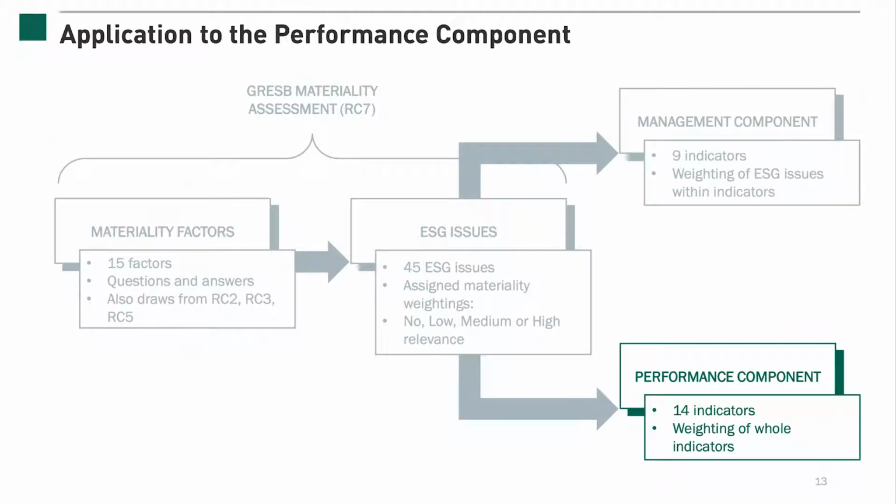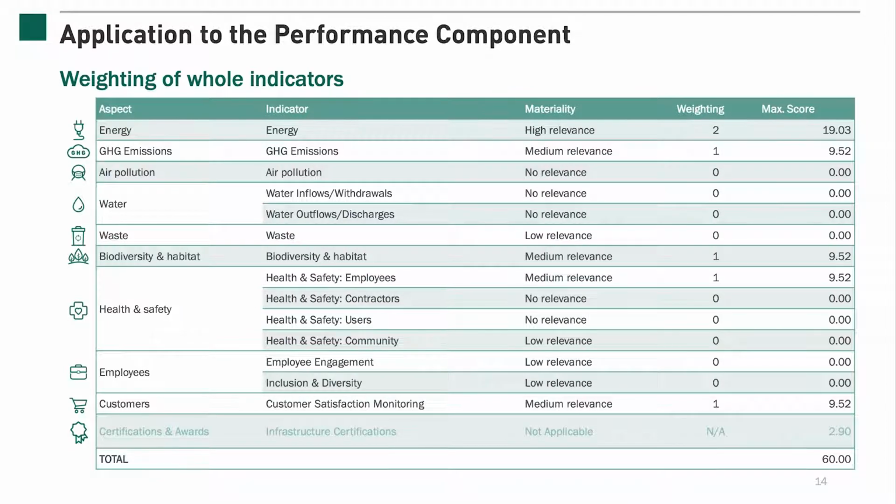Now let's look at the performance component. In this case, the indicators each address one specific ESG issue, so the materiality weightings from the GRESB materiality assessment apply directly to the weighting of each whole indicator. This table shows an example of the application of materiality-based scoring to the performance component.